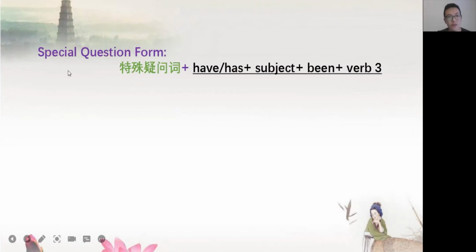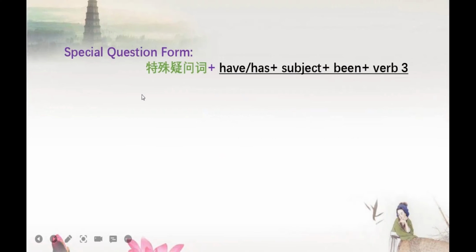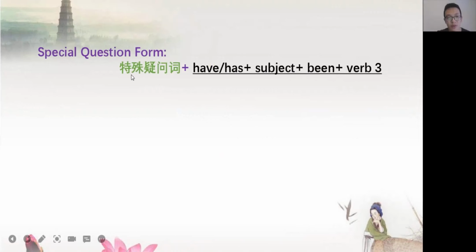Okay. So let's look at its special question form, right? So that's special question word plus have or has plus subject plus been plus verb 3. We know have or has plus subject plus been plus verb 3 is the general question form. So the special question form is just to put some special question word in front of the general question form, right?